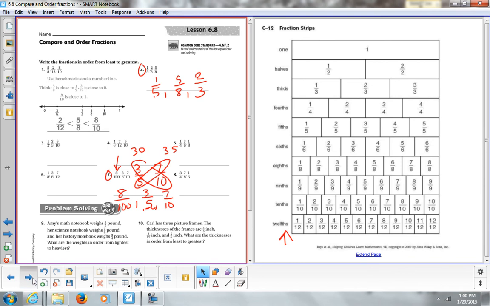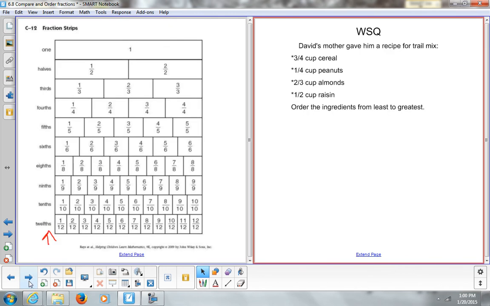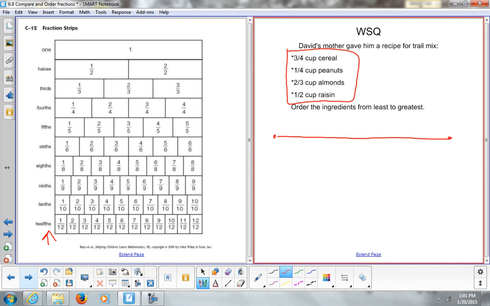Okay, WSQ. Here we have a recipe for trail mix, and you need to order the ingredients from least to greatest. This is something that's on your test, so make sure that you are doing it. So compare those to halves, and you might want to draw a number line. Okay, so separate those into thirds and fourths, and figure out which one is bigger than a half, smaller than a half, or equal to a half. And then you can put them in order, or at least eliminate 2 of them.